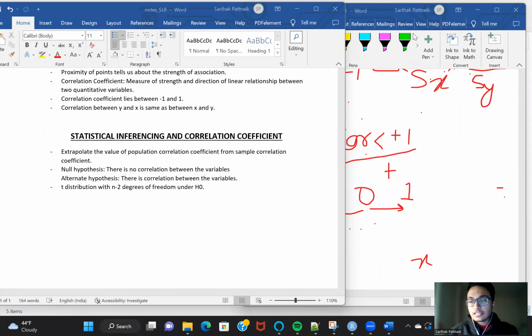Hello, people. In this session, we'll be continuing from where we left off in our previous session. We will be discussing the concept of correlation coefficient and juxtaposing it with the statistical inferencing concept that we studied in our previous sessions.